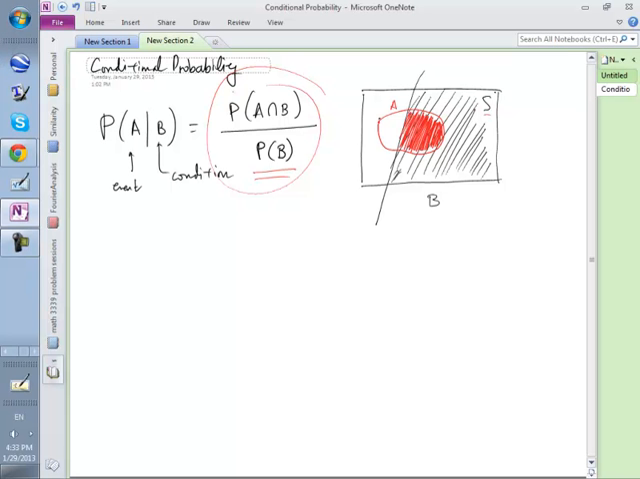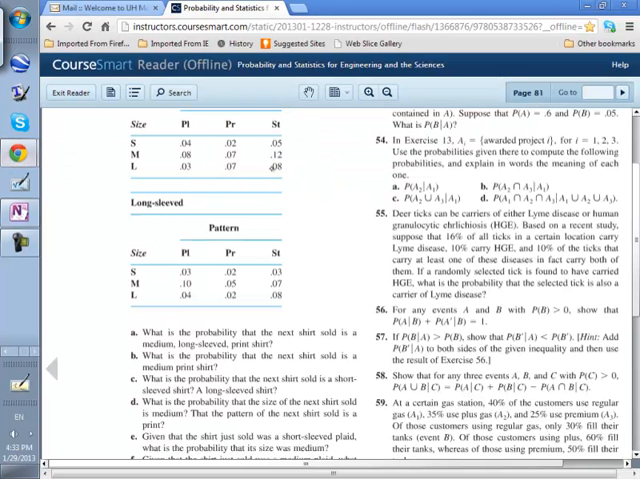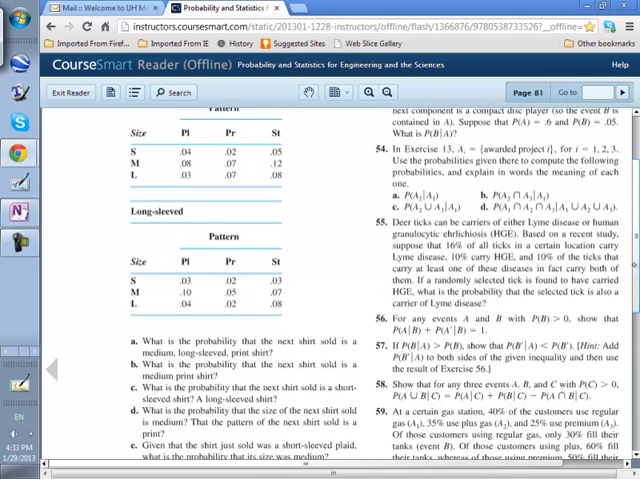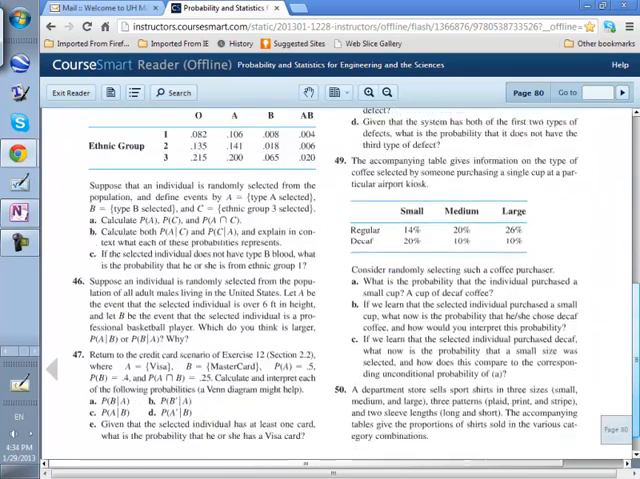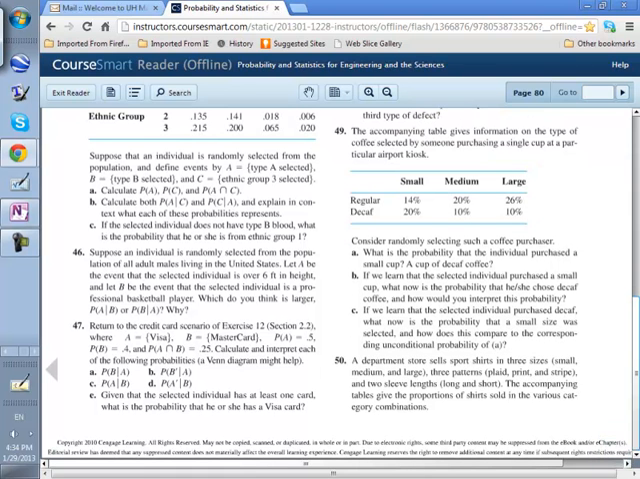And the important thing, which would look dull to my friends who attended the class in the morning, is that I have to go back and talk about this here. So let's read this problem. This is about a department store. It sells sports shirts in 3 sizes: small, medium, large, 3 patterns: plaid, print, and stripe, and 2 sleeve lengths, long and short. The accompanying tables give the proportions of shirts sold in the various category combinations.